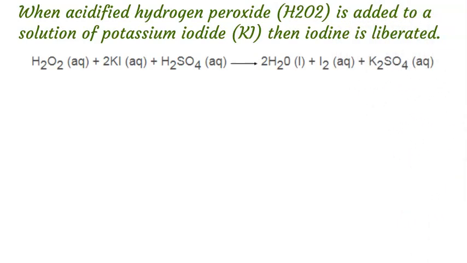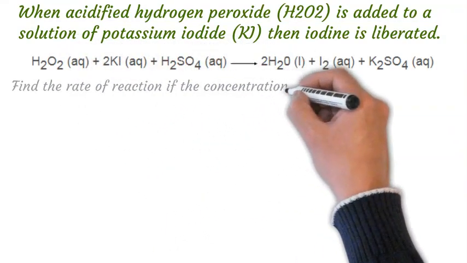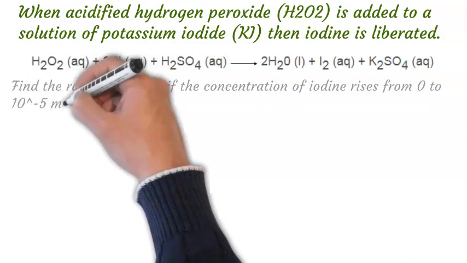Suppose the concentration of a reactant in a reaction decreases from 0.8 moles per liter to 0.4 moles per liter in 10 seconds. Find the rate of the reaction.